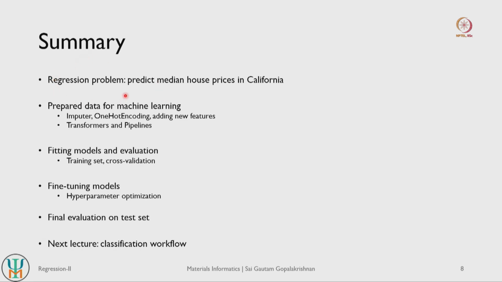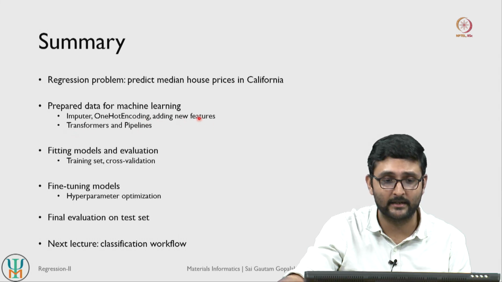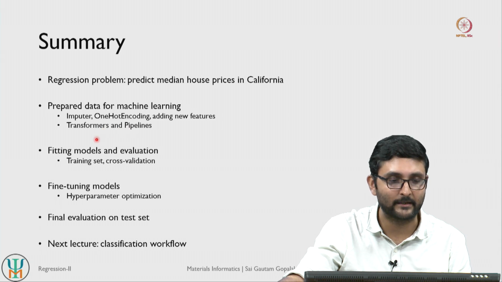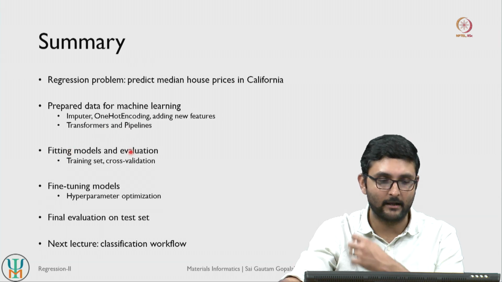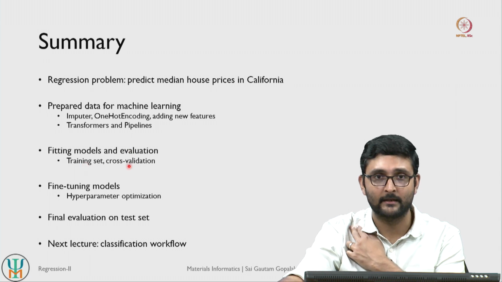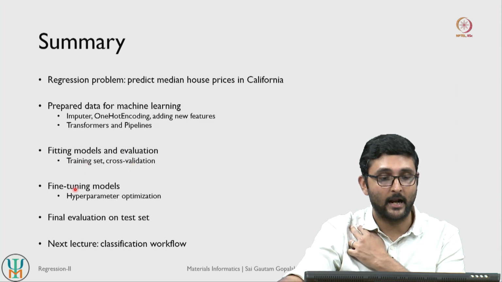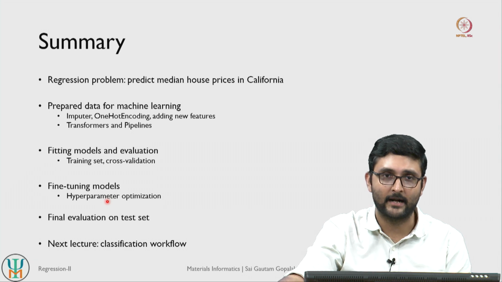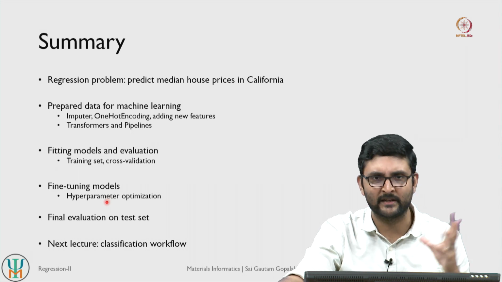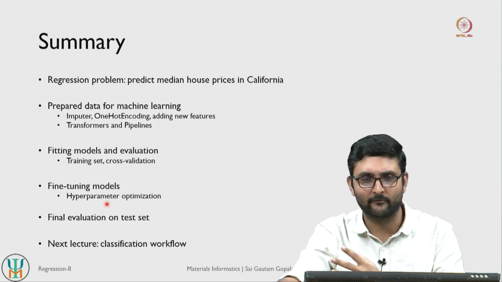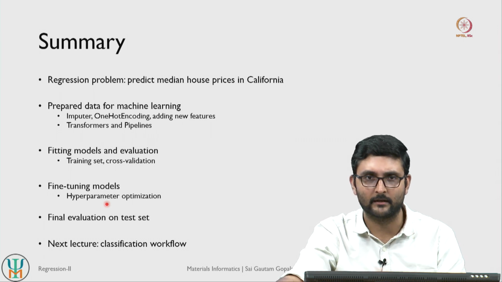We started off with defining a regression problem, which is predicting median house prices in California. We had to put in quite a bit of effort to prepare the data. We did imputing, one hot encoding, adding new features, and standardization, and we put everything in the form of transformers and pipelines. Then we fit the models, evaluated them on the training set and using cross validation, and did some hyperparameter optimization for our random forest model. We found the best model using grid search CV. There is also the process of randomized CV, but we chose the best model with our grid search.